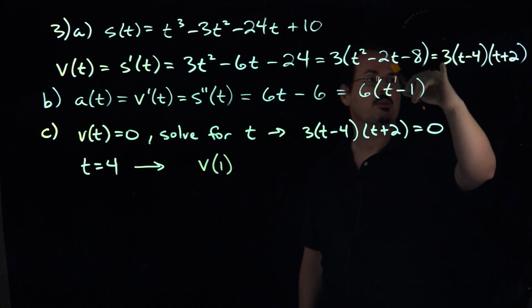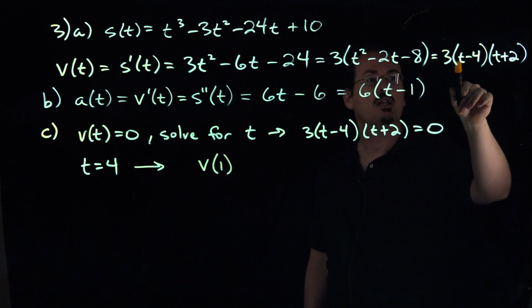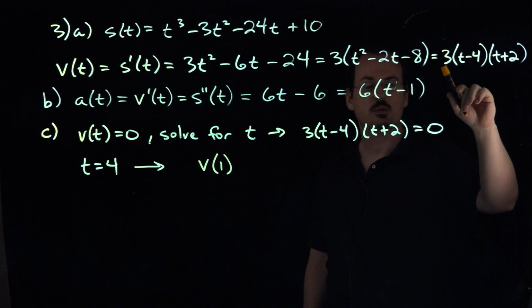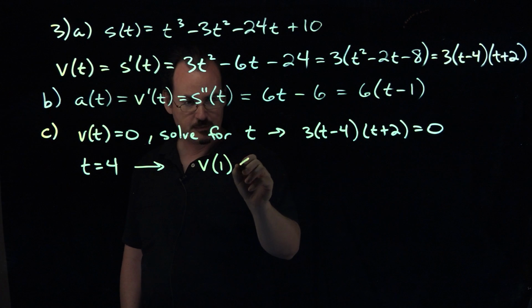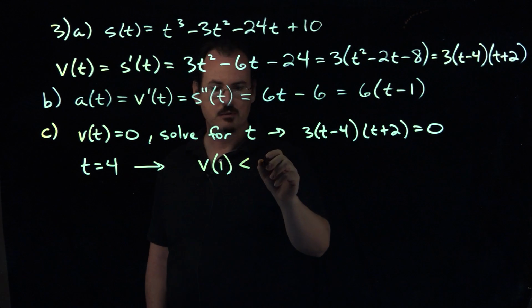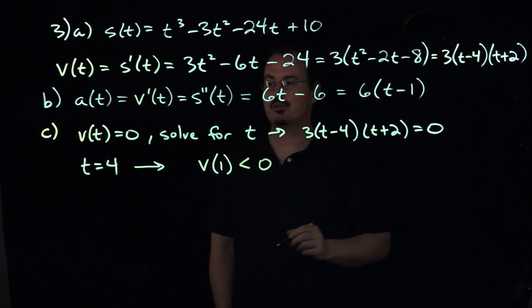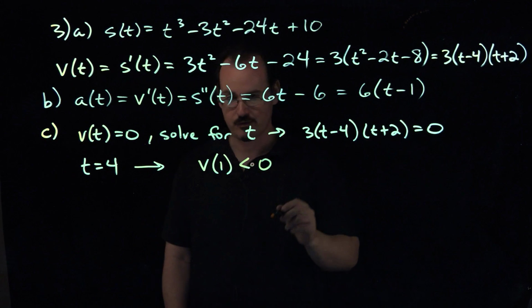So we can come back up here to the factored form and look at that. If I plug 1 in there, 1 minus 4 is going to give me a negative number. 1 plus 2 is going to give me a positive number. That tells me that when t was 1, the velocity was negative. So the car was actually backing up for the first 4 seconds of its travel.